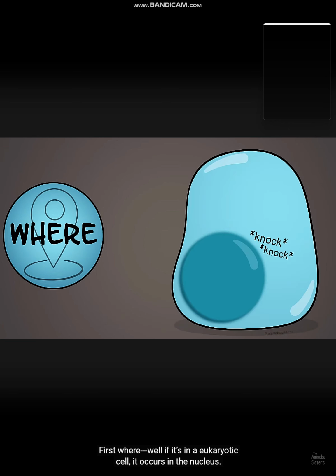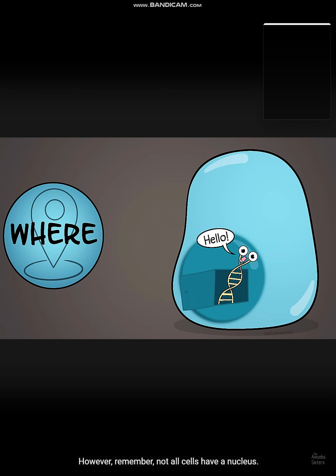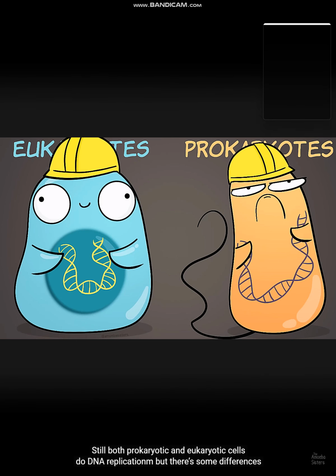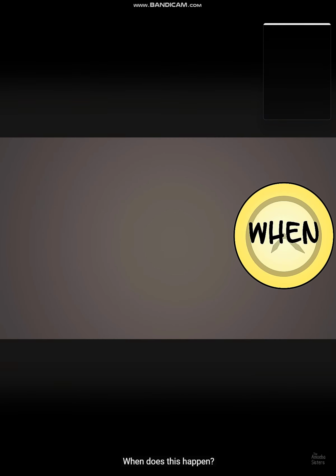First, where. Well, if it's in a eukaryotic cell, it occurs in the nucleus. However, remember, not all cells have a nucleus, such as prokaryotic cells. They don't have a nucleus. Still, both prokaryotic and eukaryotic cells do DNA replication, but there's some differences between the two that this clip doesn't go into. Next, when. When does this happen?